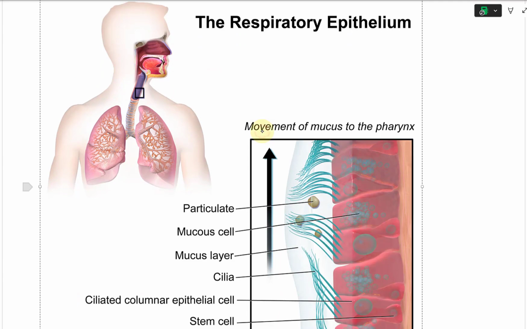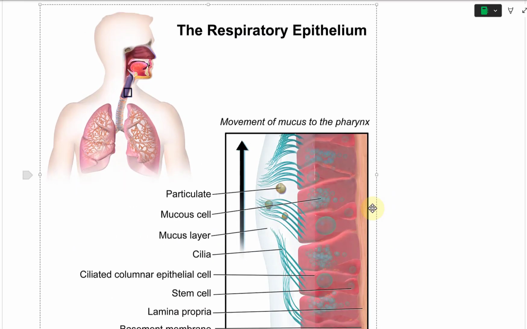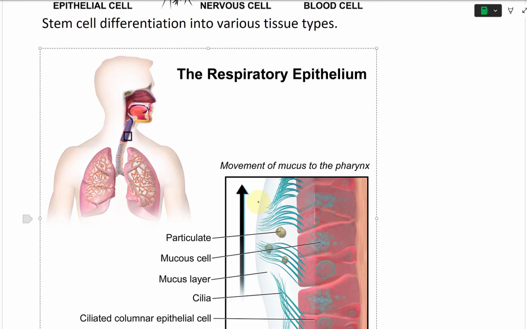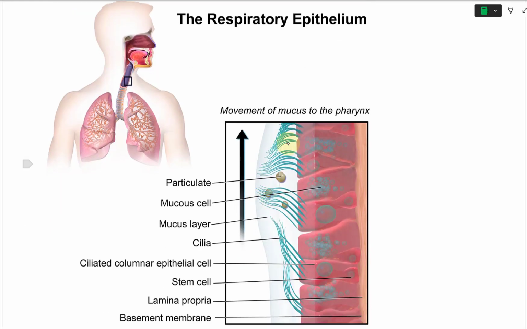And going further, here's another schematic of the respiratory epithelium. So that's lining around this lower respiratory tract and the upper as well. So there's movement of mucus to the pharynx to get to the mouth, and you can spit it out. And this goes up and down with the cilia, and the particulate gets trapped in it, and this sticky substance is the mucus around it.